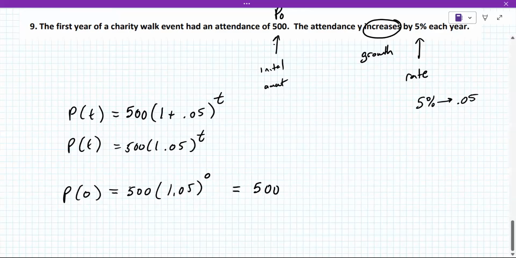The next thing is, why don't you do it for 5 years later? Like, how many people do we expect at the charity walk in 5 years? Now, because it's people, it's humans, we can't have half a human, at least alive. Round to the nearest ones place. Ones place for me, please.